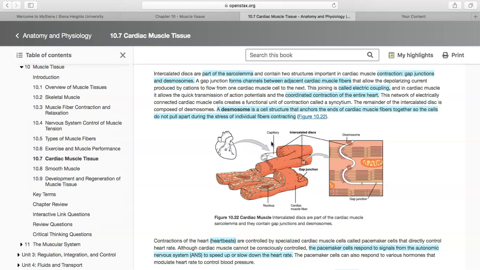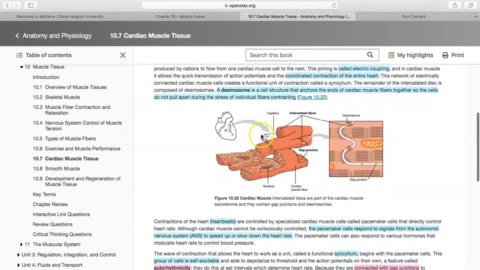And basically what they allow is for that depolarizing current that causes cations to flow from one muscle cell to the next. They allow that to flow easily through adjacent cells. That's called electric coupling. And basically, it's what allows the heart to pump all at the same time.